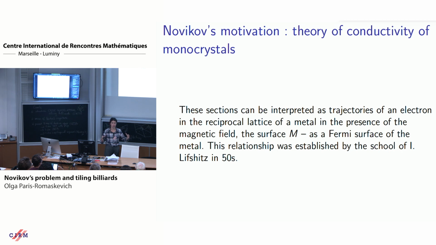The motivation for this problem comes from physics, because you can think about this 3-periodic surface as a Fermi surface of some metal in a reciprocal lattice. And you can imagine that you have a constant magnetic field, which corresponds to our vector h1, h2, and h3. And the trajectories, the curves that we obtain in a cut, are the trajectories of the velocity of your electron. So answering this kind of questions helps you to understand things about conductivity of metals.